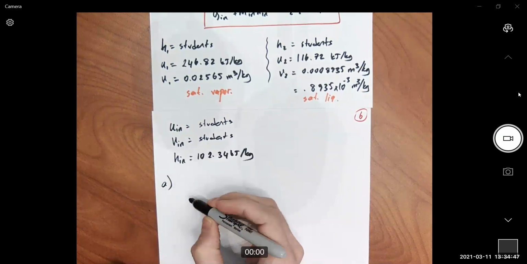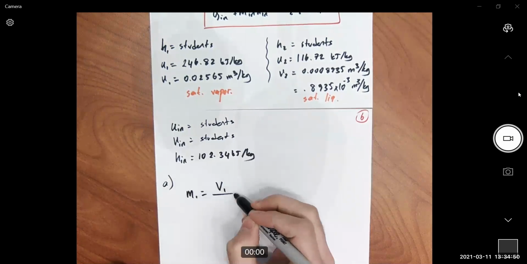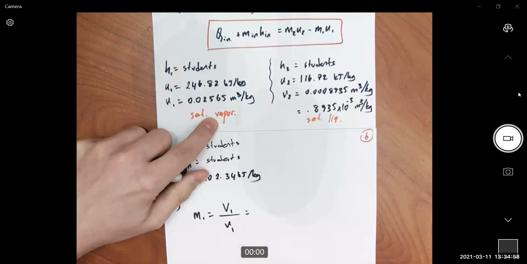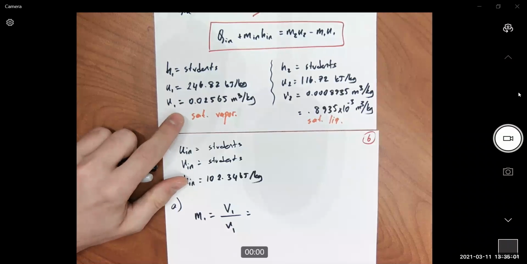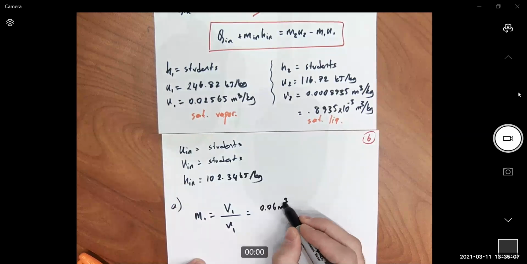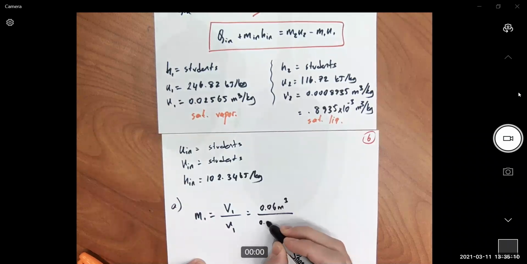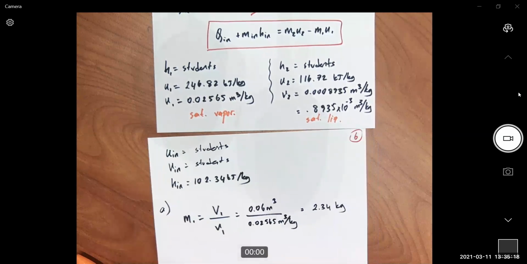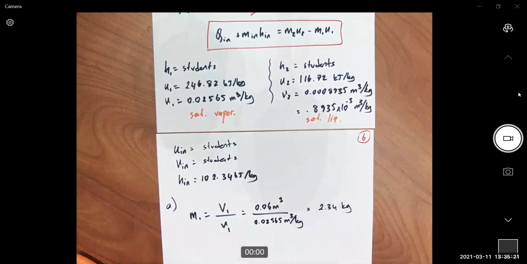Now I can find my mass inside the tank initially. I know my volume. I just read my specific volume on the table, right? I find my mass: 0.06 meters cubed over 0.0256 meters cubed per kilogram, which is 2.34 kilograms. This is my mass initially inside the tank. But it doesn't stay constant. I add more.